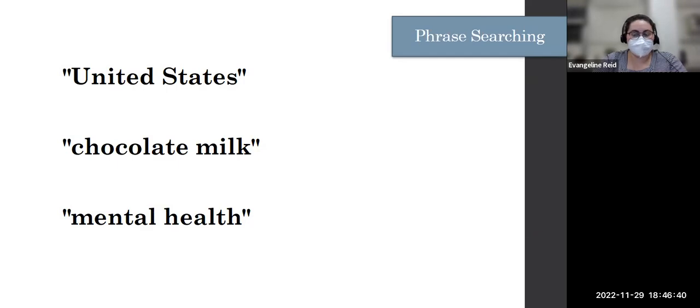Remember I said that the database looks for exactly what you say? Well, this is true unless you put quotation marks around something. Otherwise, it's going to look for the words separately unless you tell it that they're supposed to be found together. So in this case, we have United States, chocolate milk, mental health. All of these are concepts that are actually multiple words that we think of as one concept. Putting quotation marks around it will tell the database to find those words together.